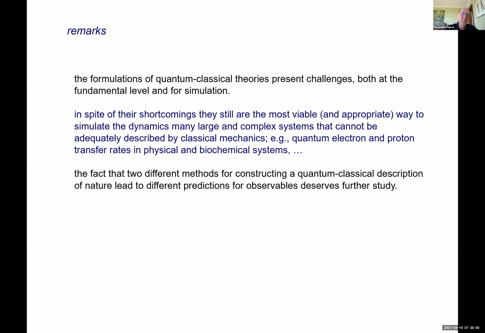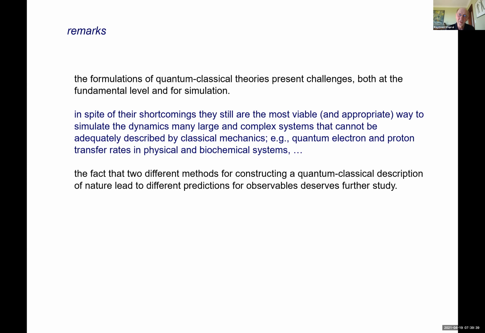We know that formulating quantum classical theories presents a lot of challenges, which is why we've been working on it for so long. And not only fundamental challenges, but also challenges for simulation. But I should mention that it's still, I think, extremely valuable to look at these for both practical and fundamental reasons. And I find it interesting, and perhaps not surprising, that two different methods for constructing quantum classical descriptions lead to different predictions for the observable.